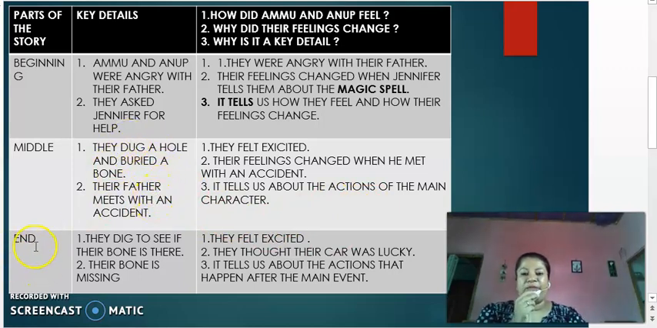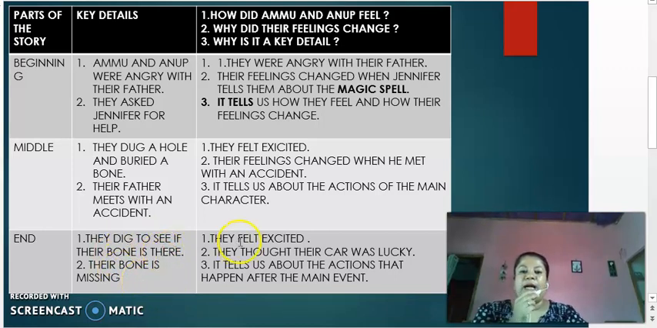Now the end of the story is to see how the characters change. Over here we find that they dig to see if there is a bone there. This is after they tell Jennifer that their father met with an accident and that the spell worked, and she makes fun of them and tells them that she was just joking with them. So they come back to the garage and they dig to see if the bone is there, but it is missing. So their bone is missing.